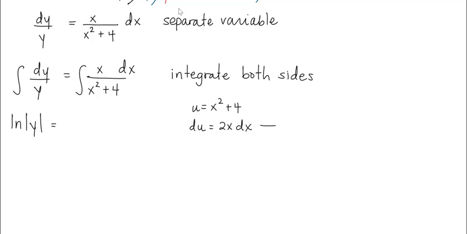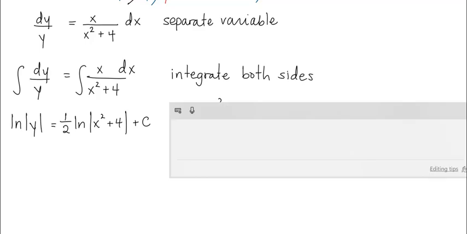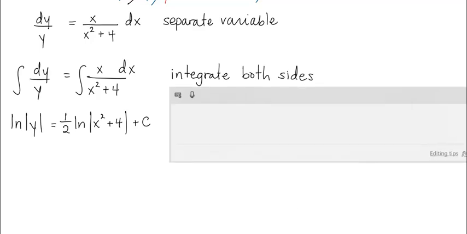We don't have that 2, so I can see that 1/2 du is the x dx that we have in the numerator. So our integral is 1/2 the integral of du over u, which we know is 1/2 natural log absolute value of u plus c. So I will put that back inside of my integral for my antiderivative. I don't need the absolute value bars there because x squared plus 4 is always positive, so we could disregard that.